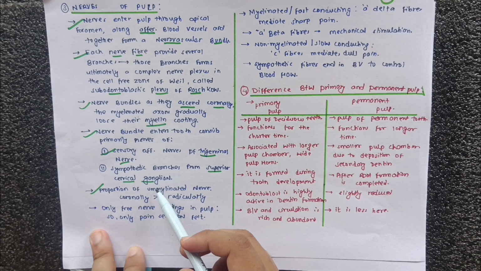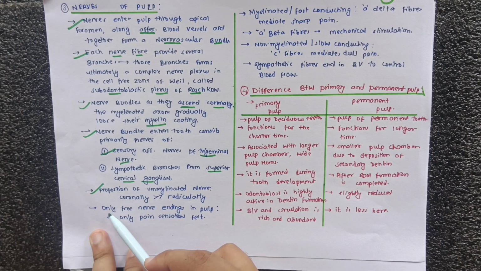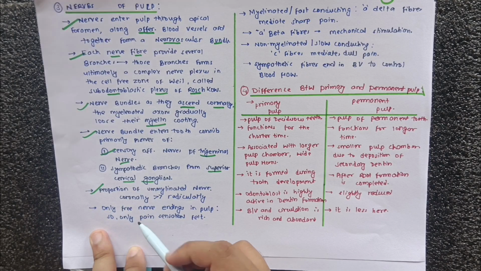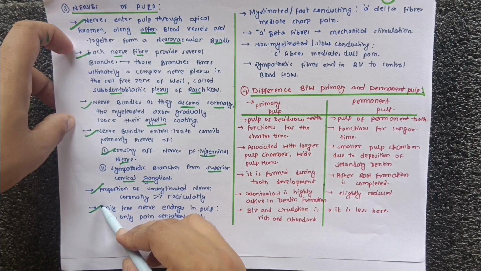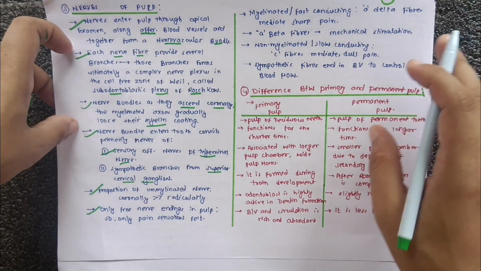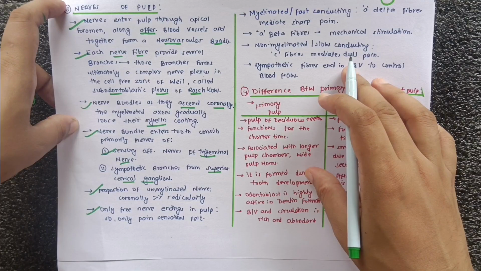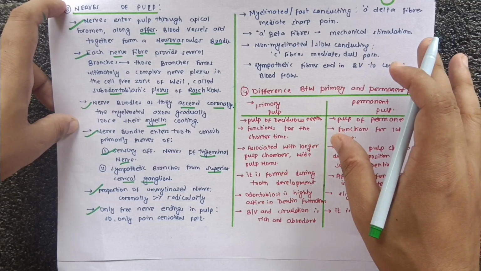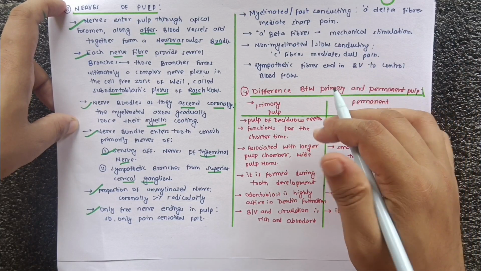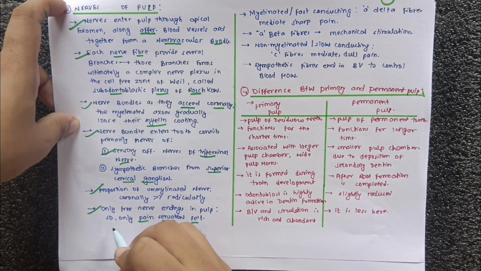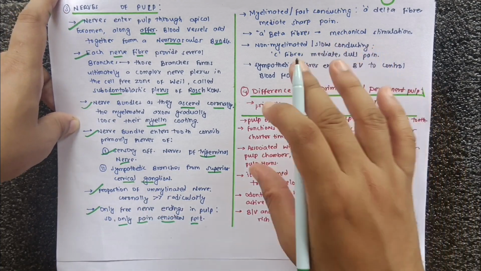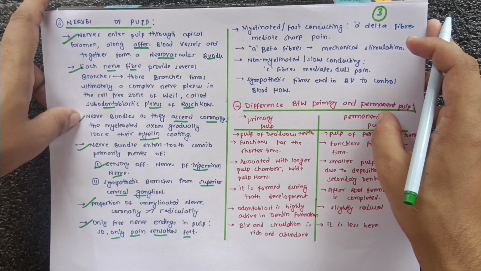After this, only free nerve endings are present in the pulp, so only pain sensation is felt there. This is also important. You can remember this: in the pulp there are only free nerve endings, so the only sensation present in the pulp is the pain sensation.